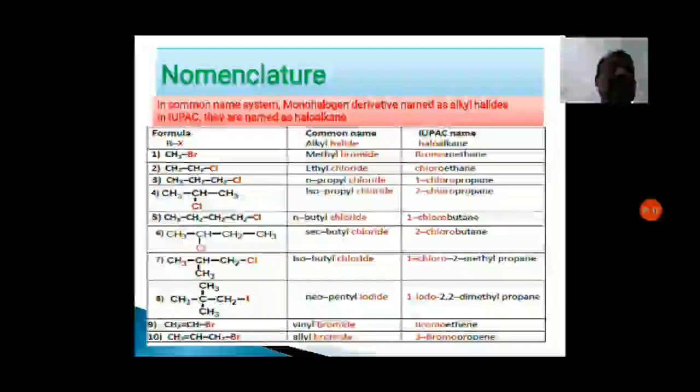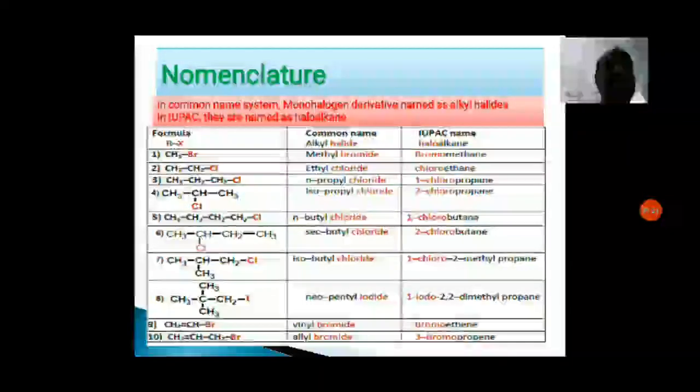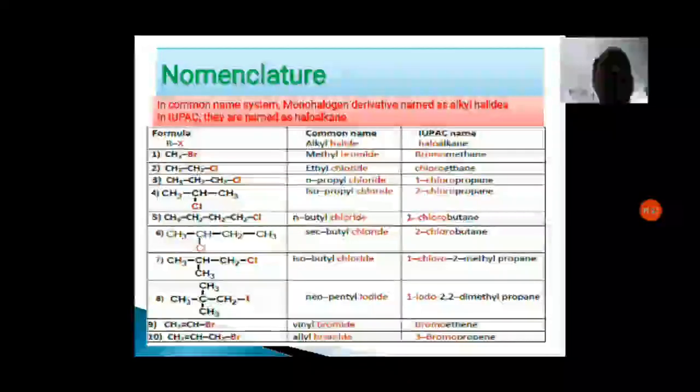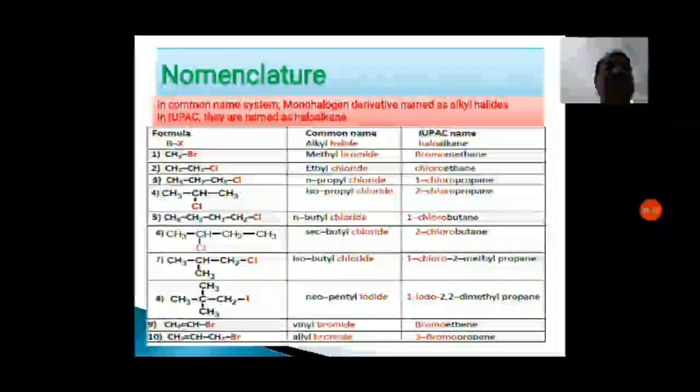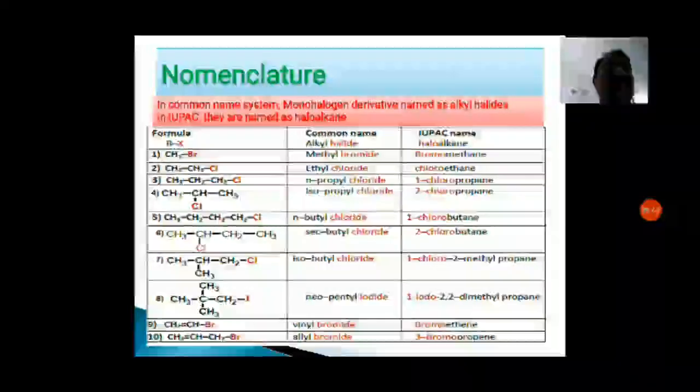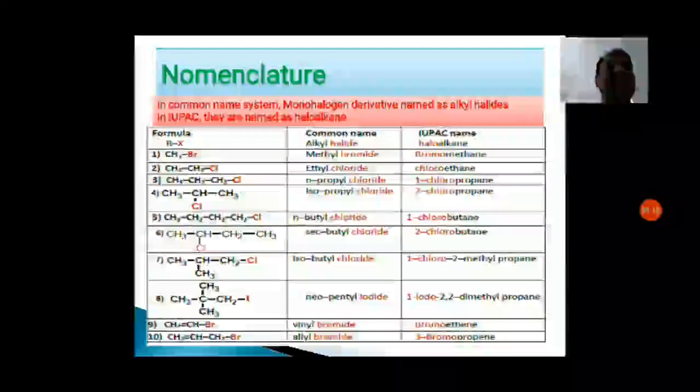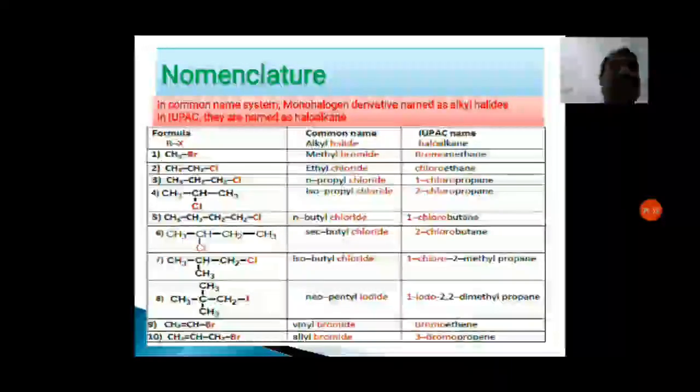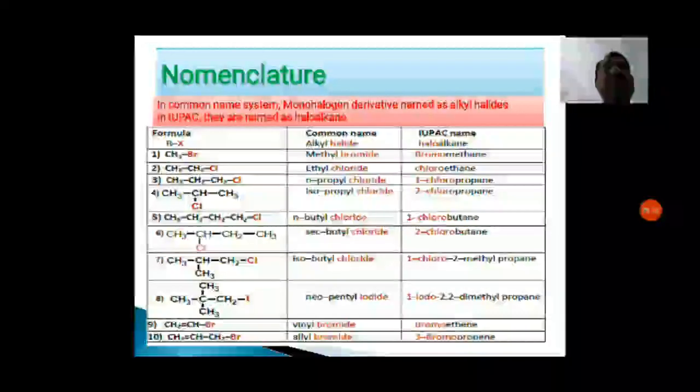Now in the sixth example, the chlorine is attached to a secondary carbon atom, because that carbon atom is attached to only one hydrogen atom. That carbon atom is called a secondary carbon atom. So the chlorine atom is attached to a secondary carbon atom, therefore it is secondary, and the alkyl group is 1, 2, 3, 4, secondary butyl, so its common name will be secondary butyl chloride.